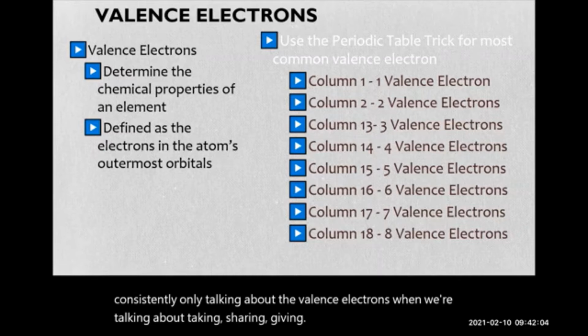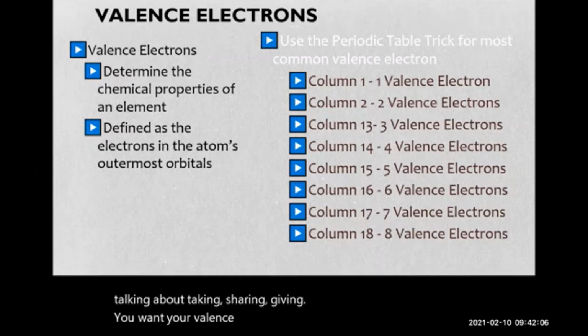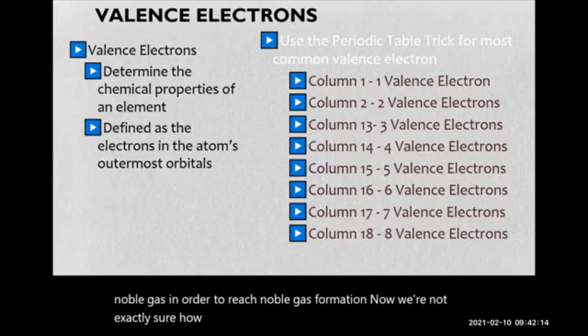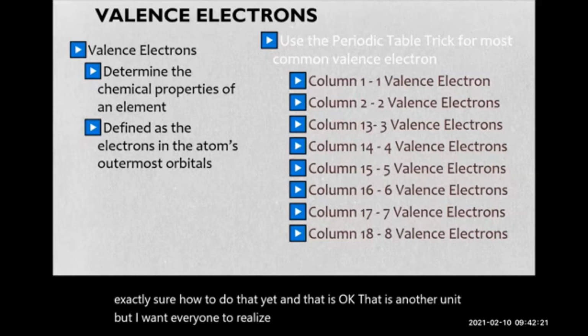You want your valence shells, your outermost shells, to mimic that of a noble gas in order to reach noble gas formation. Now, we're not exactly sure how to do that yet, and that is okay. That is another unit, but I want everyone to realize valence electrons are specifically a subset of electrons.